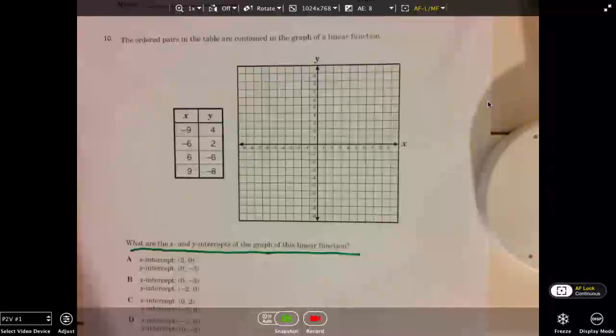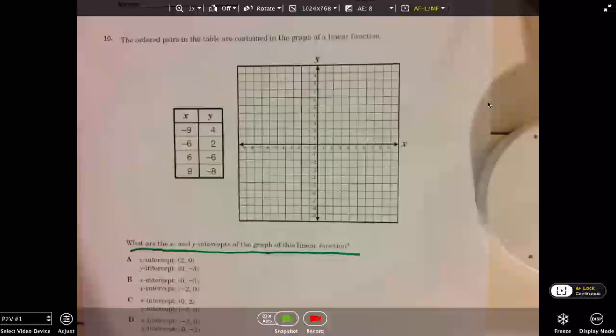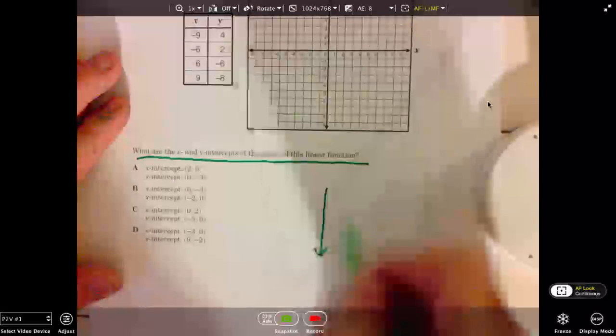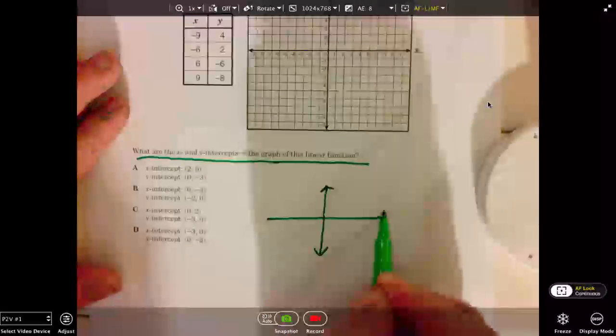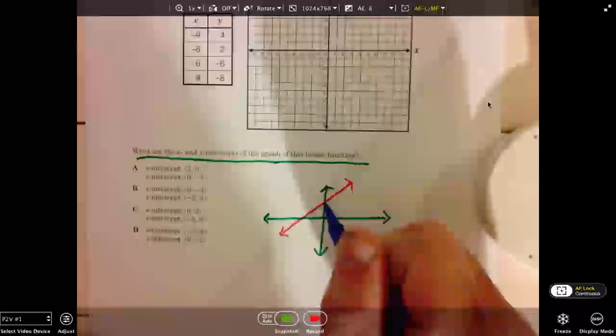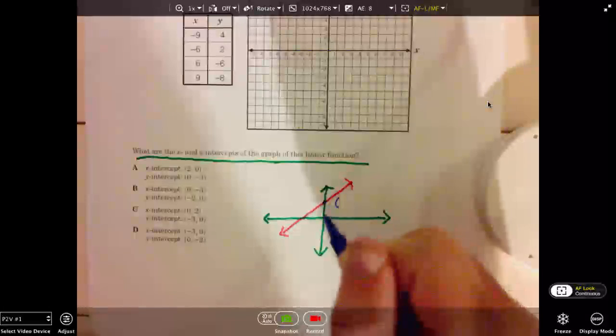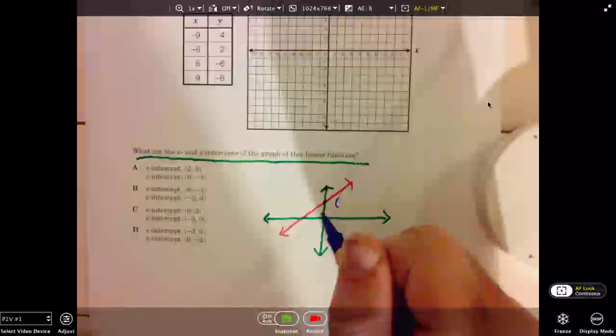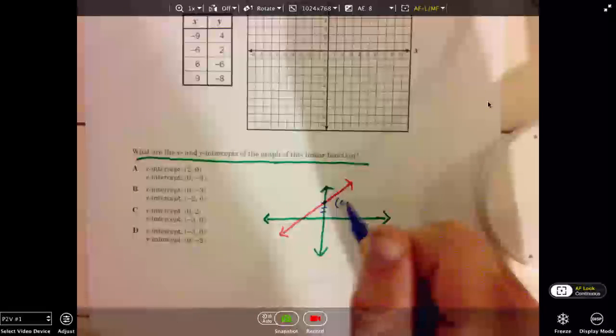Lastly, number 10. The question says, what are the x and y intercepts of the graph of this linear function? Well, the x and y intercepts are the points where the graph crosses over the x and y axis. Reminder, that graph will intersect both the x and y axis, usually. The point where it crosses over the y-axis, in this case that might be 0, 3.